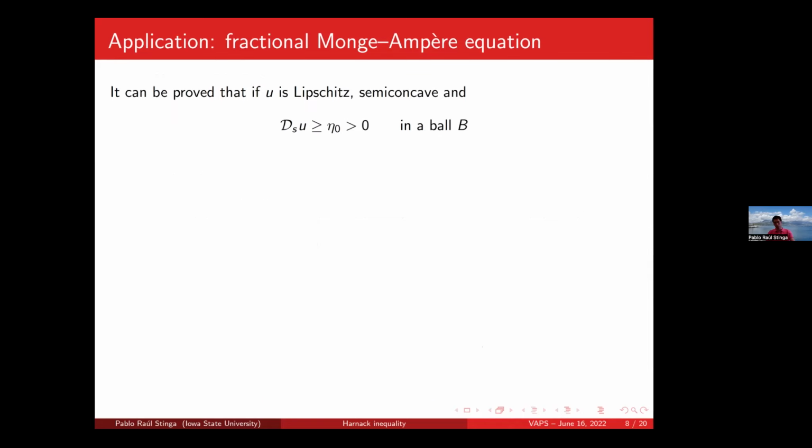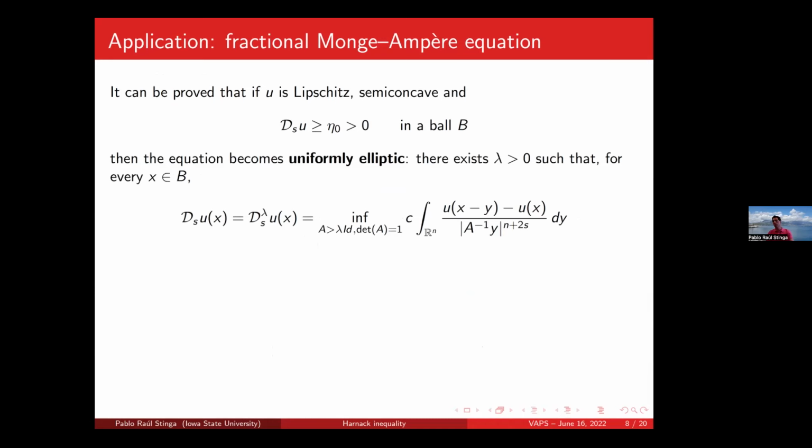But they prove that if you use Lipschitz semi-concave U, and the fractional Monge-Ampère operator is bounded below, away from 0, say locally in a ball B, then the equation becomes uniformly elliptic. So you don't need to take the infimum among all positive definite matrices of determinant 1, but only those that have minimum eigenvalue bounded below by little lambda. So there is a little lambda here, depending on the ball, on eta naught, the semi-concavity constant of U, the Lipschitz constant of U, such that in that ball, the operator can be computed with these uniform elliptic matrices.